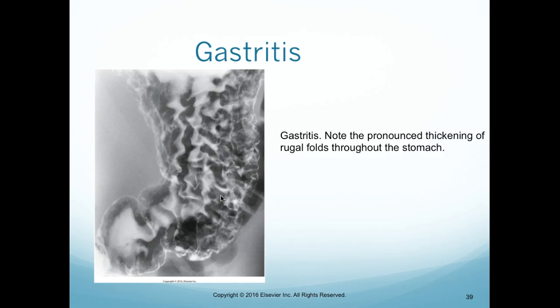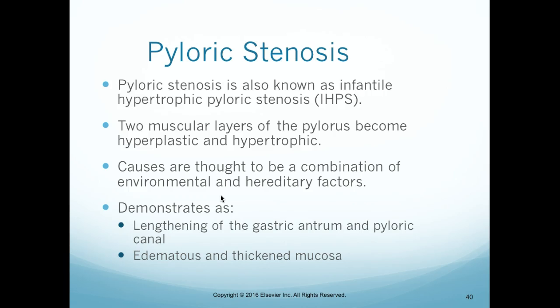So this is gastritis. Pyloric stenosis is also known as infantile hypertrophic pyloric stenosis. Two muscle layers of the pylorus become hyperplastic and hypertrophic. Causes are thought to be a combination of environmental and hereditary. Usually I see it as hereditary. It demonstrates as lengthening of the gastric antrum and pyloric canal and thickening of the mucosa.